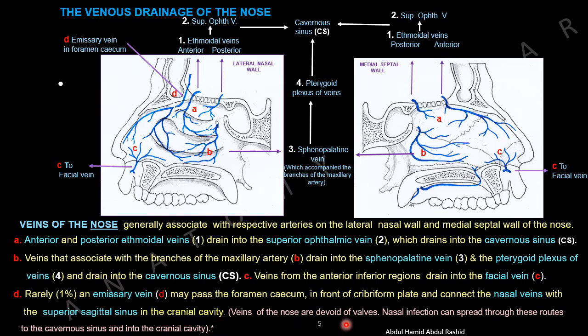Veins of the nose are devoid of valves. Nasal infection can spread through these routes to the cavernous sinus and into the cranial cavity. Not only are the veins of the nose clinically important, but terminal branches of the arteries we have already discussed, which come from the internal carotid artery and external carotid artery, also anastomose in the nasal cavity, one of the anastomosis sites between the two systems.